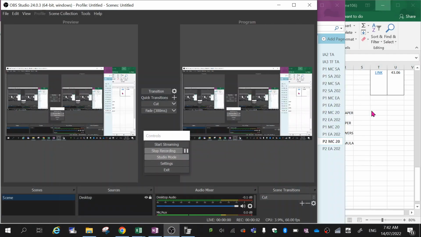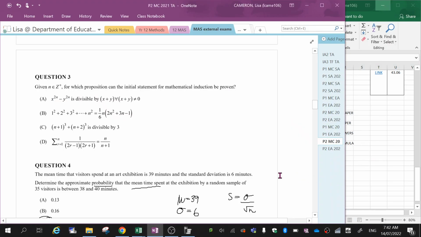Okay, so good question about mathematical induction. Here, the question is asking us, given that n is part of the real number system, meaning that we're looking for, Z means integers, plus means positive. So 1, 2, 3, 4, 5. It should work for all positive numbers in the real number system. Which proposition can the initial statement for mathematical induction be proven?